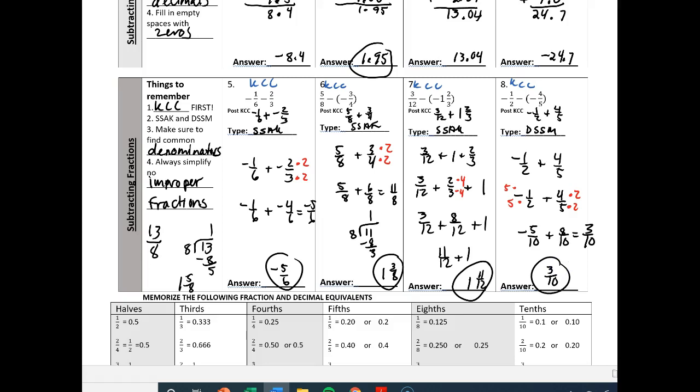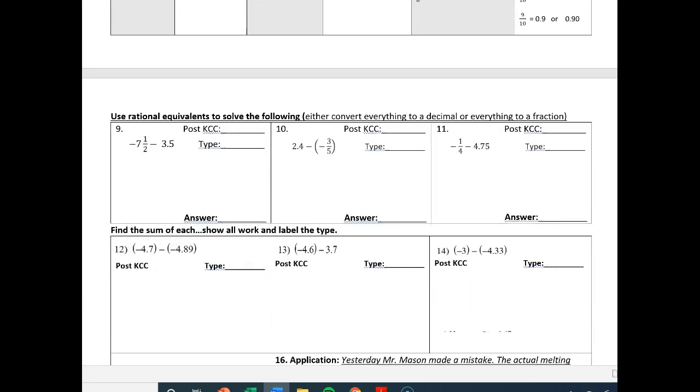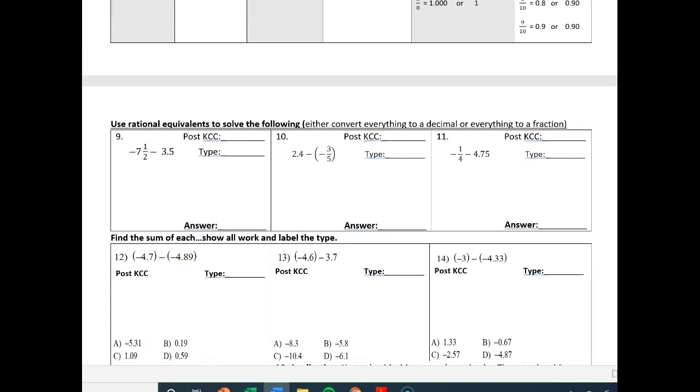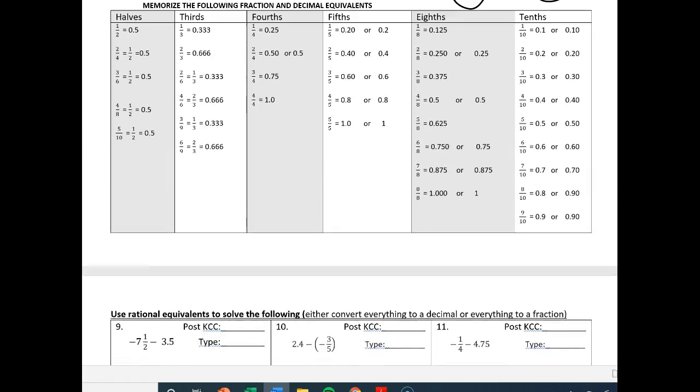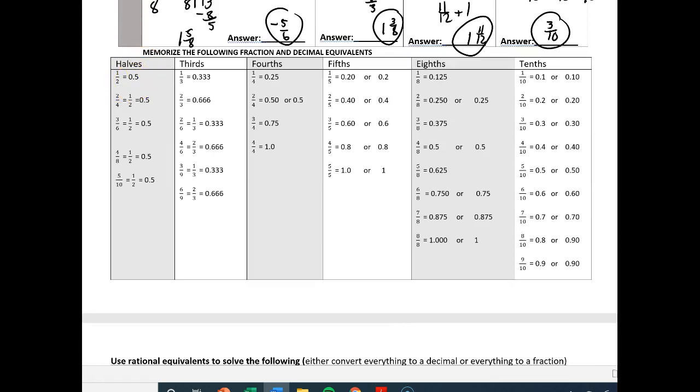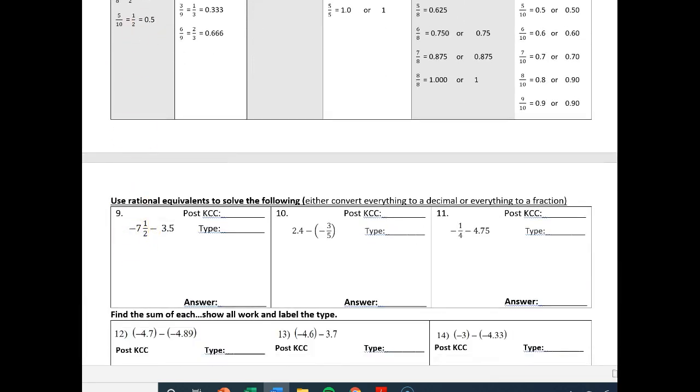Right? I put on your fractions and decimals and percents equivalents because on the back I might give you a problem like this. So negative 7.5, if I go over to the front, negative 7.5 minus a half, a half is 0.5. So it's actually, after a KCC, it becomes negative 7.5, because I changed the half to 0.5, plus negative 3.5, right? Post KCC I've already written. It's an SSAK problem. So I'm just going to stack my decimals here. And remember to keep my sign. So when I get that, I get 11.0, but remember, keep the sign, so negative 11.0.